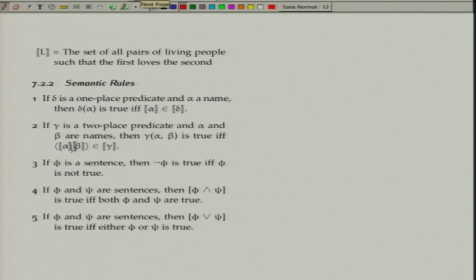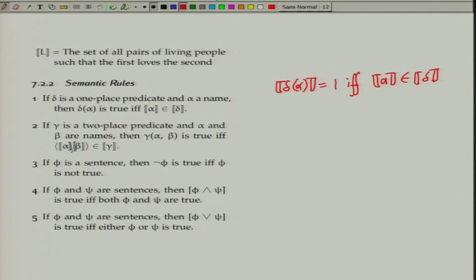Now we go to the semantic rules. So we have got a construction delta alpha. We have seen that by following syntactic rule 1 we construct delta alpha. Here is the truth value of it. We are saying that the truth value of delta alpha is 1 if and only if the reference of alpha belongs to the reference of delta.